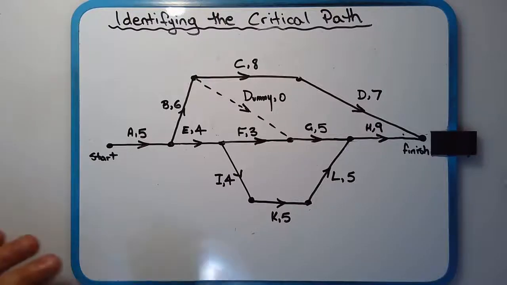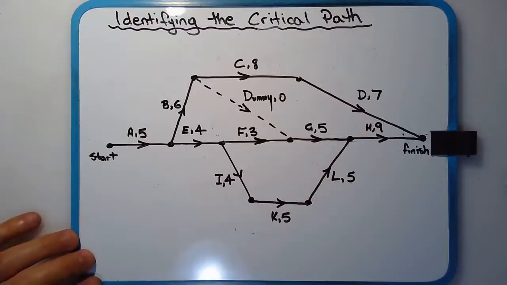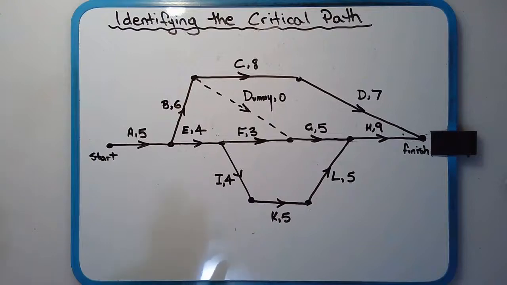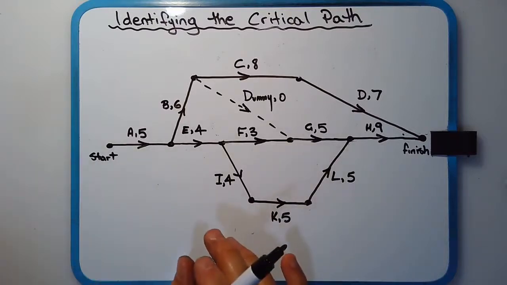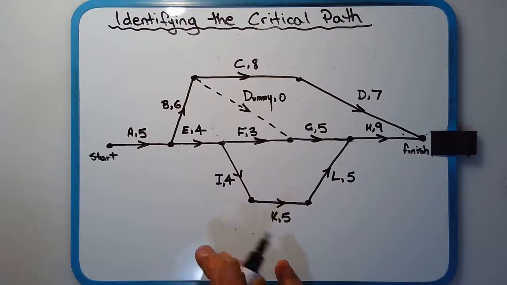In this example, we're going to identify the critical path. So I'm going to identify the critical path by doing forward scanning first. Then we do backward scanning, and then we identify the activities that have the same EST and the same LST.